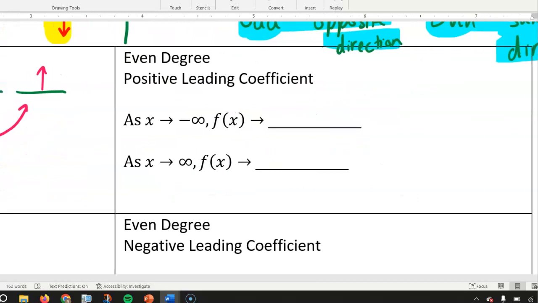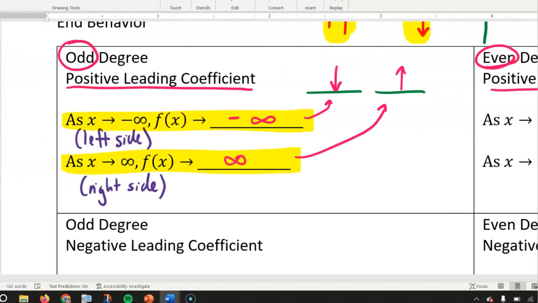Let's look at this next box here. So again, you can draw the two blanks. That's going to help you as you try to figure out what's happening on the left and right side. It's a positive leading coefficient again, so the right side's going to go up. It's an even degree, so that means it's in the same direction on the left side. So the left side will also go up. That means the left side's going up towards infinity, and the right side's also approaching infinity.